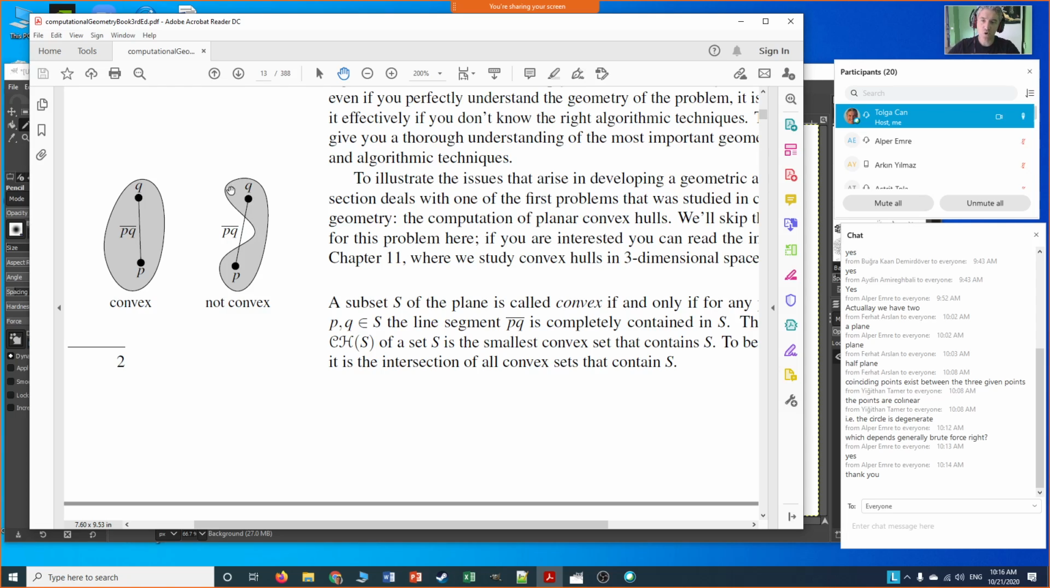Now, even a connected one. If these two are two different subsets, S1 and S2, S1 is convex. S2, although it's a connected subset, may not be convex by itself, because when you select a point P and another point Q here, and connect these two with a line segment, part of the line segment is outside. So this is a non-convex subset, while this is a convex subset.